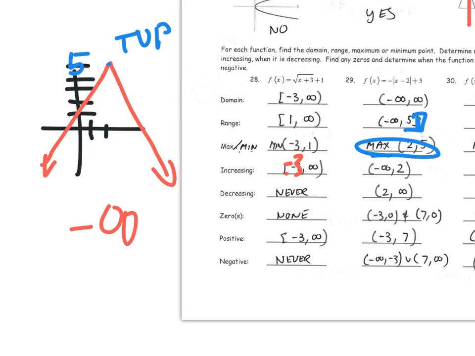Let's see if I can erase it now. Nope, can't erase it now. Max is at (2, 5). All right, it's increasing, and I'm going to do this in blue, from negative infinity up to the x value of 2. So that's what it's doing there. And I put parentheses there because at 2 it switches from increasing to decreasing. So at 2 it's neither increasing nor decreasing.